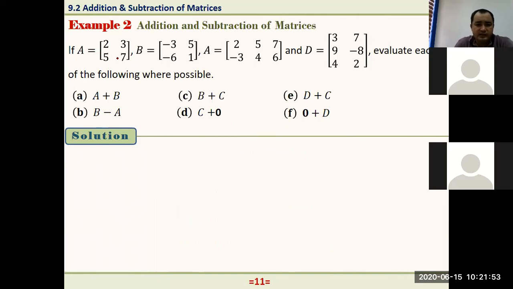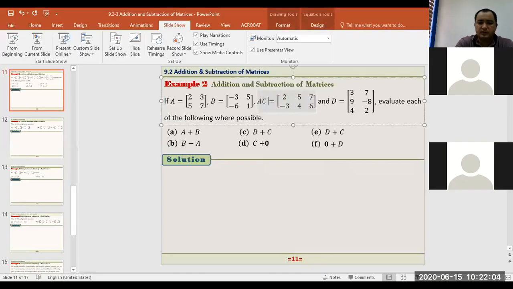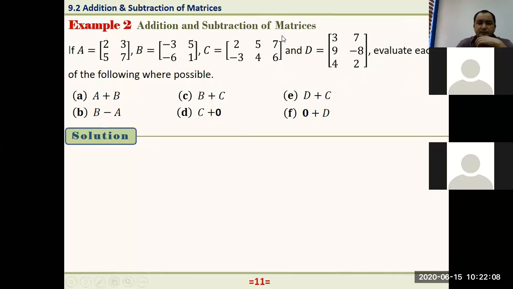So here it says that A equals this, B equals this, and C equals this. It is not A. Let me just correct this immediately. This one must be C. All right. So A equals this, B equals this, C and D. Evaluate each of the following where possible.